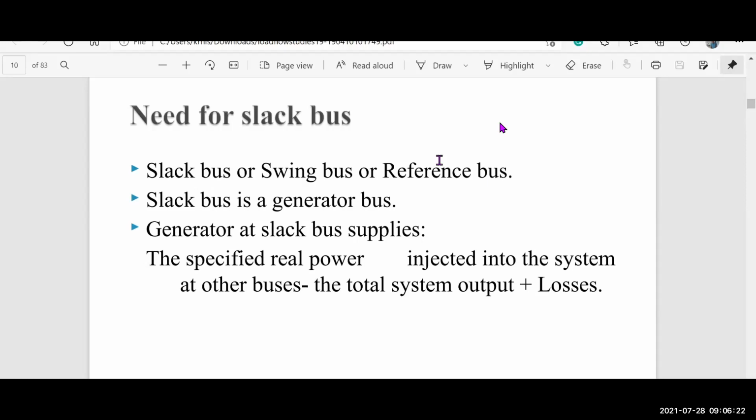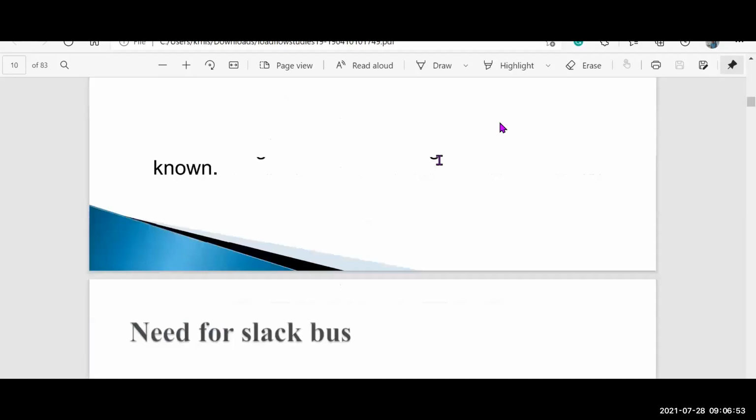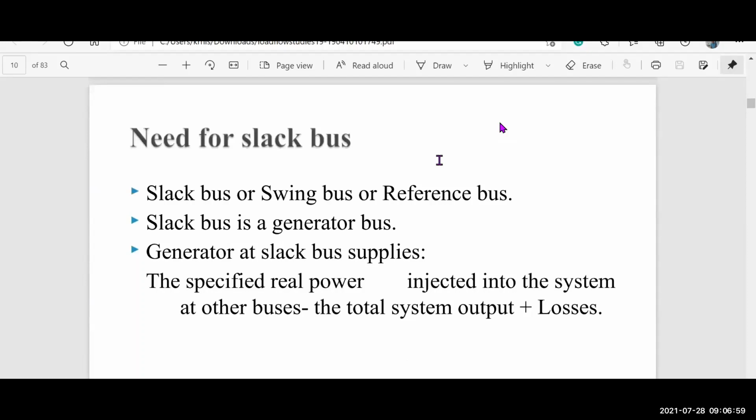Okay, so we were seeing this in the previous class, that is yesterday: the need for slack buses. We'll start with this. We were on to study load flow analysis. We have seen all types of buses, so now we'll see what the need for the slack bus is.